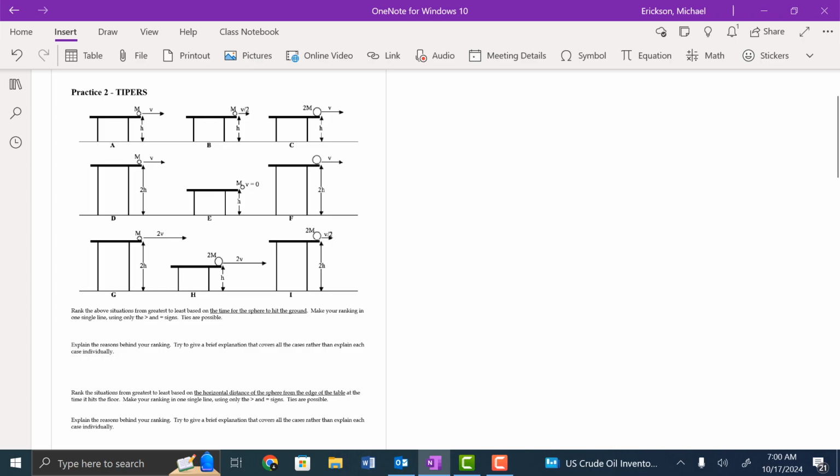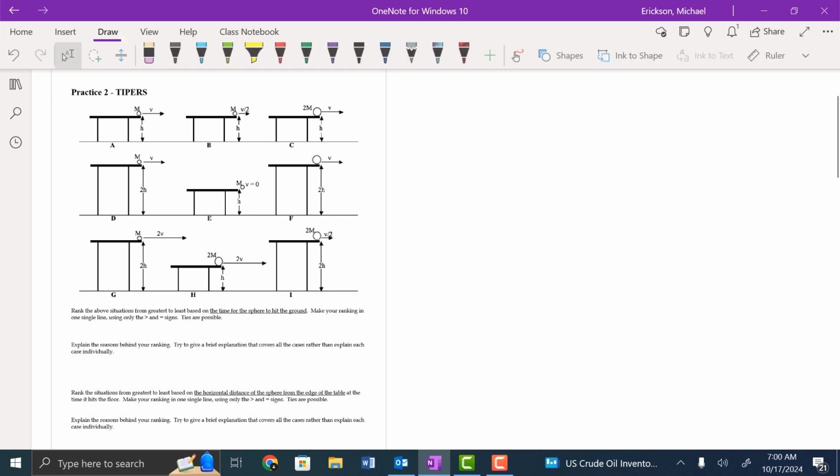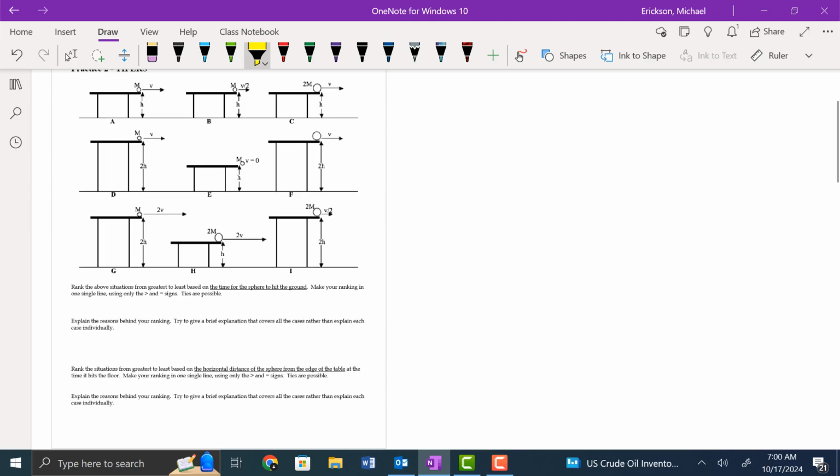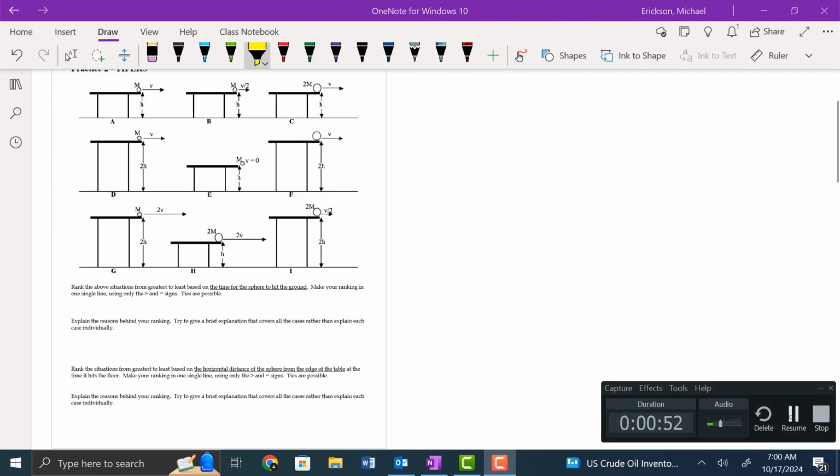These TIPERS problems, if I just tell you all the answers, they really don't work out. You have to try them on your own. They want you ranking the amount of time it takes. Whoever takes the longest is on the left side. Whoever takes the least amount of time in the air is on the right side. Rank them greater than, equal to, less than, and then do the same thing for horizontal distance. So pause the video and then we'll reconvene.